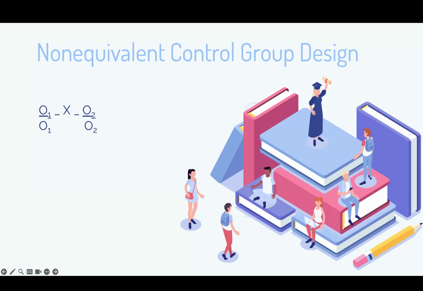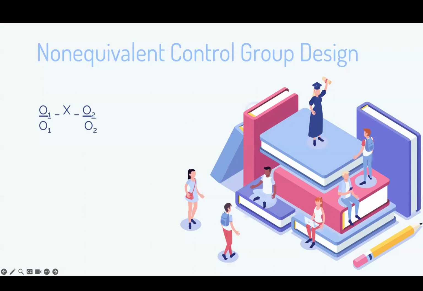And the second line, O1 to O2, represents a comparison group. This group undergoes the same pre-testing and post-testing as the intervention group, but does not receive the actual intervention. This allows for a comparative analysis of the outcome between these two different groups.